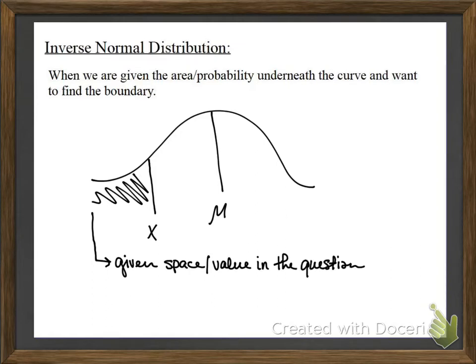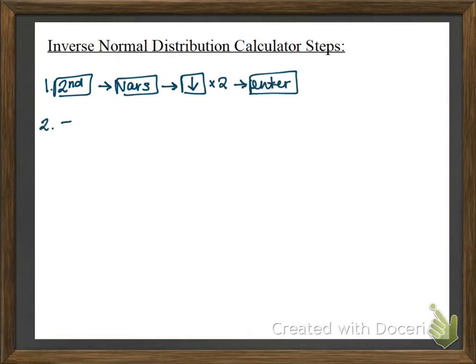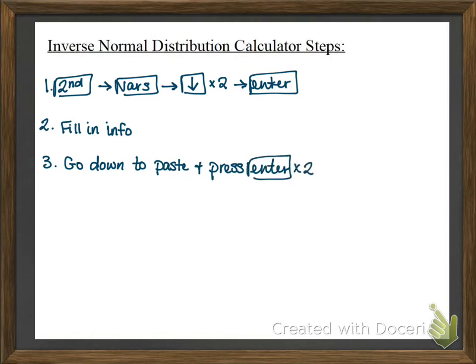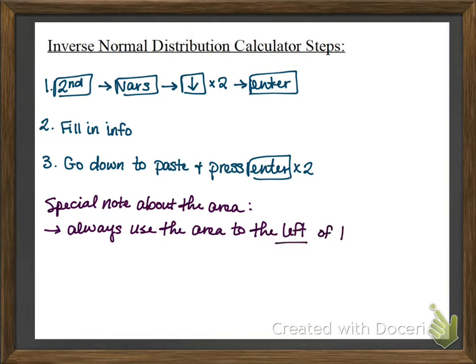that boundary we want. So our calculator steps, again, it's all in the calculator. Second bars, go down 2 times to inverse norm, press enter, fill in your info, and then go down to paste and press enter 2 times. Now, special thing about the area underneath the curve. Always use the area to the left of the wanted boundary. Here's the thing. Your calculator, if you have a newer one, will let you do area to the right, but the old school dinky calculators that you'll have to use for the IB exam only do area to the left.